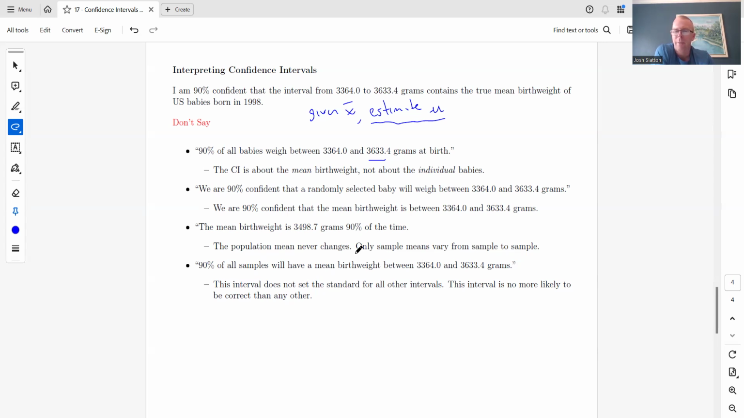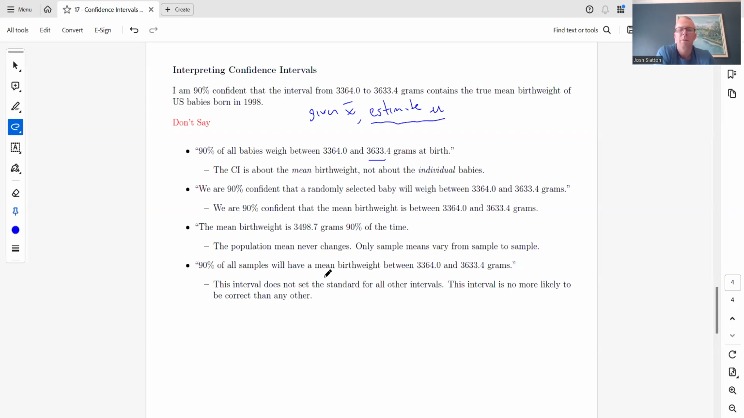And like we talked about last time, the sample means will vary. If you take one sample and you get 3498, you may take another sample and get 3458 or something, probably some other number. Another wrong interpretation: 90% of all samples will have a mean birth weight between those two numbers. This interval does not set the standard for all other intervals. Your sample mean is no more likely to be correct than any other sample mean. As long as you do yours correctly and the next person does theirs correctly, either one is a reasonable estimate for where the population mean is.